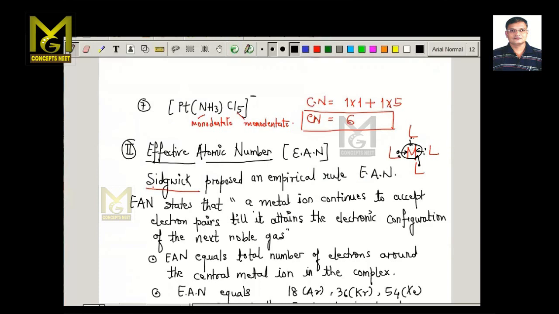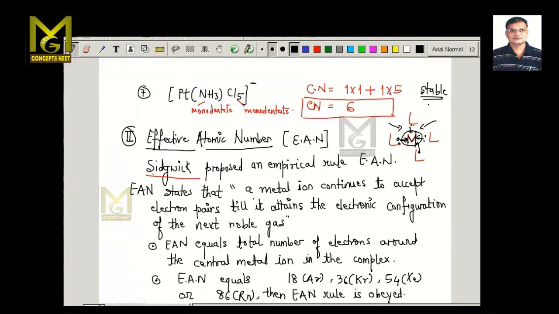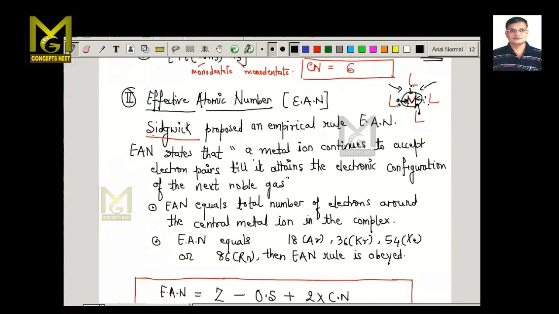So these ligands donate electrons to the central metal atom, and this metal atom continues to accept those electrons until it reaches a noble gas configuration. That means it reaches a stable configuration of a noble gas. That concept is given as the effective atomic number.